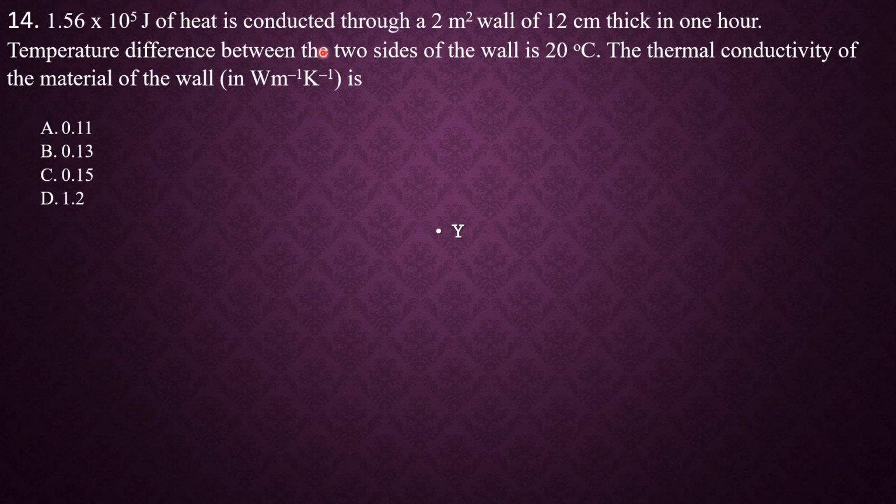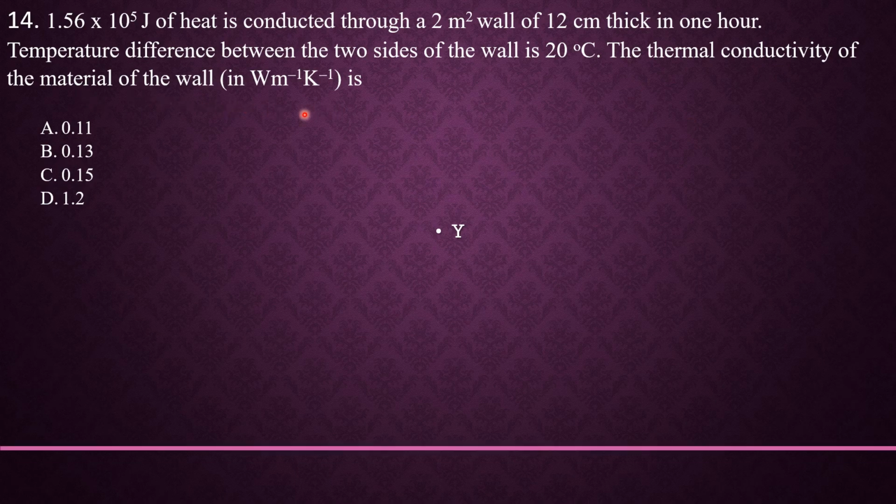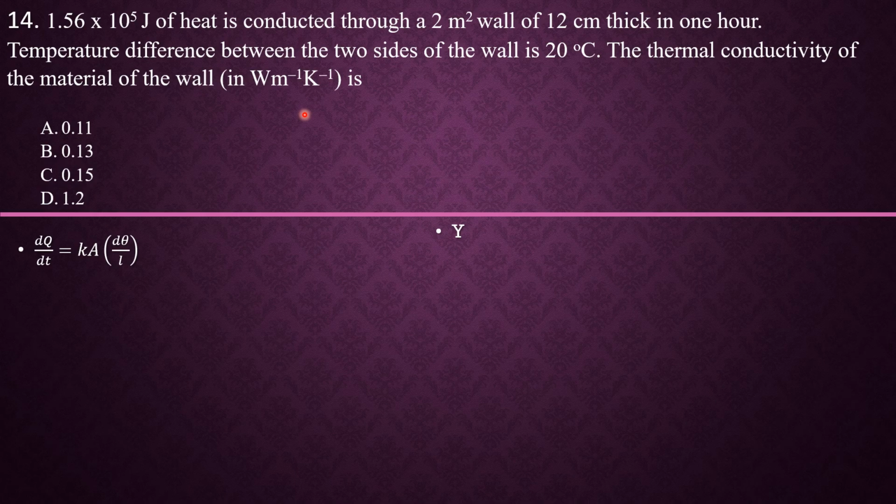A certain amount of heat is conducted through a 2 meter squared wall of 12 centimeters thick in 1 hour. The temperature difference between the two sides of the wall is 20 degrees Celsius. The thermal conductivity of the material of the wall in watt per meter per Kelvin is... Alright, so we just really need the equation for heat transfer. The dQ/dt is kAΔθ over L, and so our k is basically that.